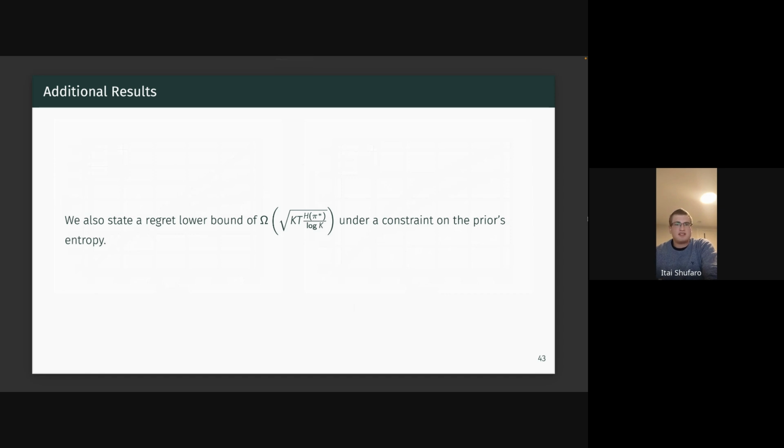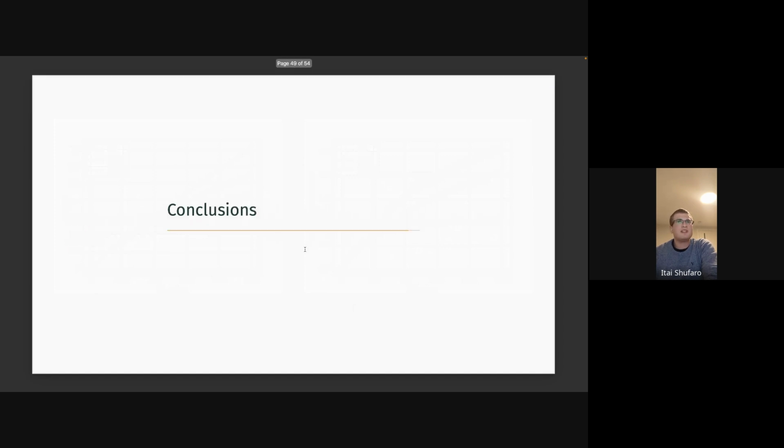This is just some additional pretty simple result that we also showed in our paper. We also looked at the lower bound that depends on the prior's entropy, and we managed to obtain the following lower bound, which almost nearly matches the upper bound for Thompson sampling, which is a pretty well-known result.